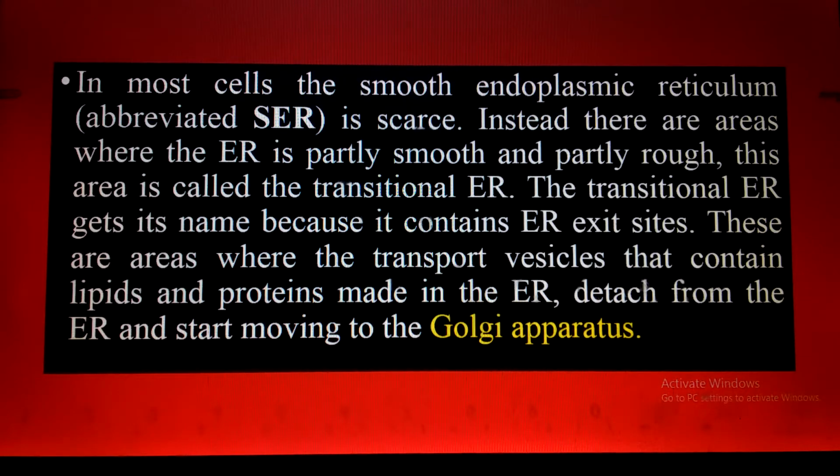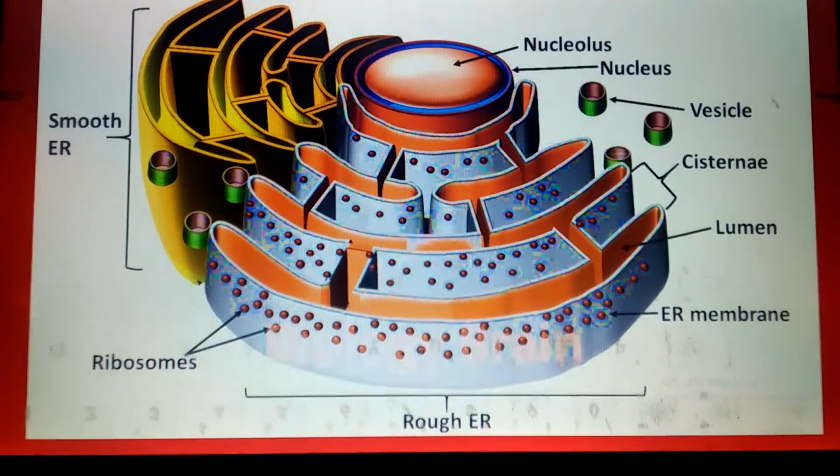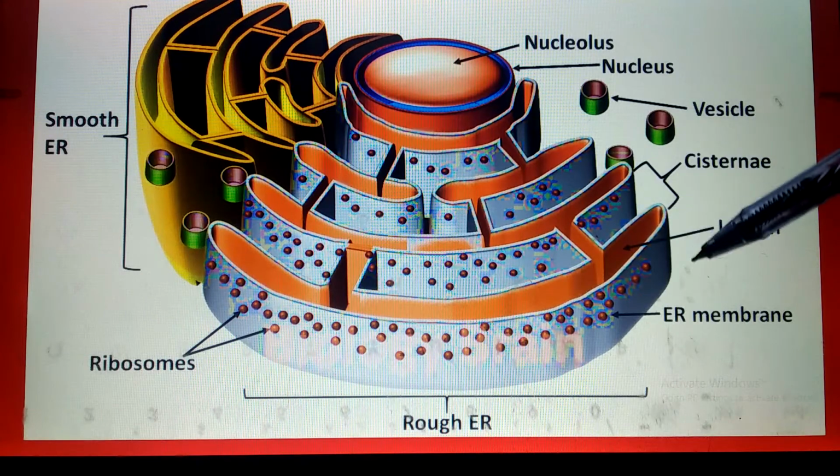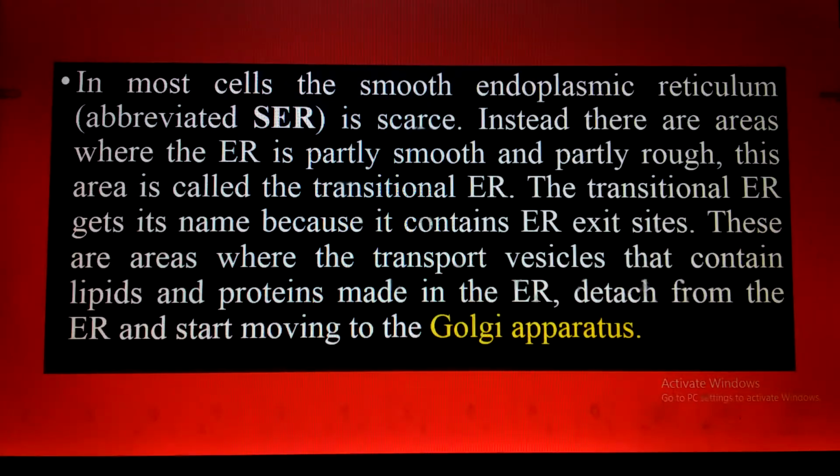So what is the ER exit site? It is the site where the vesicles pinch off, as you can see here. These are the small vesicles which are pinched off from the endoplasmic reticulum, and these vesicles move towards the Golgi bodies. These sites are known as ER exit sites, and these vesicles carry proteins and lipids.